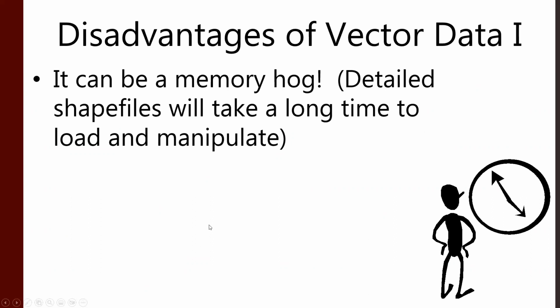Now, some disadvantages. Vector is not perfect. None of these data formats are. I don't want to pretend that they are perfect data formats, because they are all abstractions at the end of the day. Remember, GIS is all about abstracting the real world into digital form.